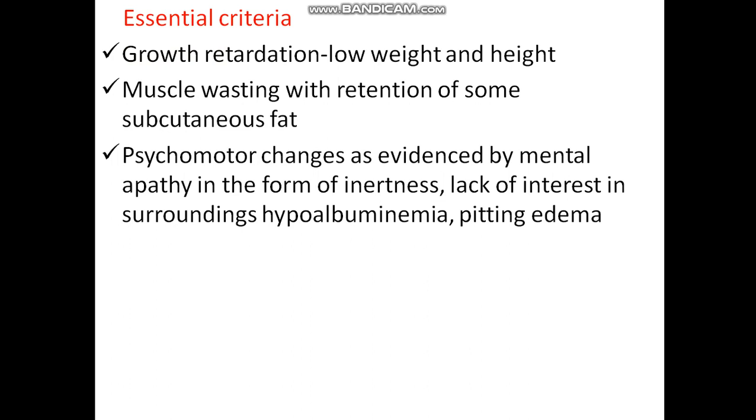Then psychomotor changes as evidenced by mental apathy in the form of inertness, lack of interest in surroundings. Next one is hypoalbuminemia and pitting edema.